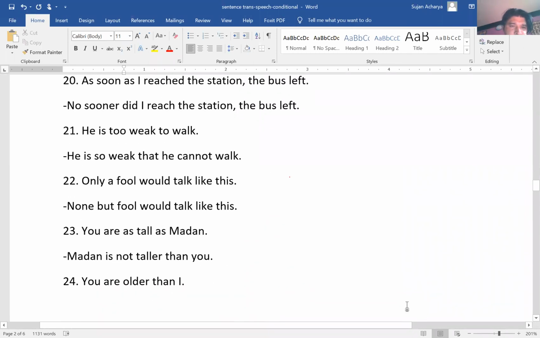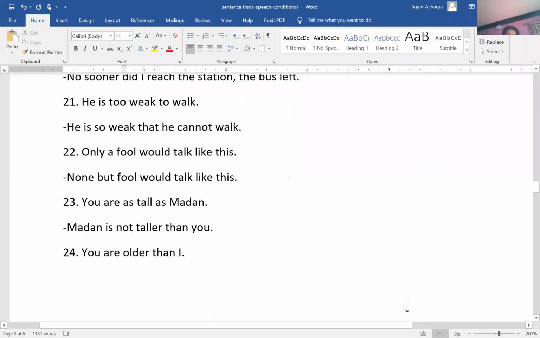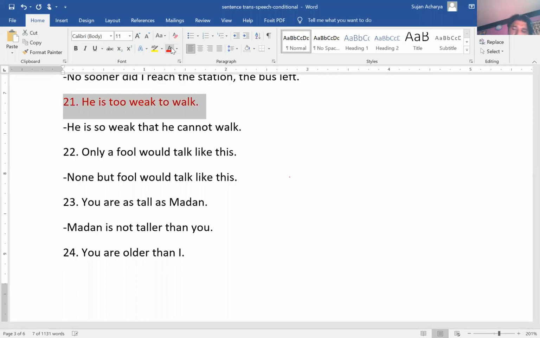Now copy from here. The answers are also there. He is too weak to walk. He is so weak that he cannot walk. Please copy these sentences in your exercise book. And while revising, go through them. They are important. Only a fool would talk like this. None but a fool would talk like this.